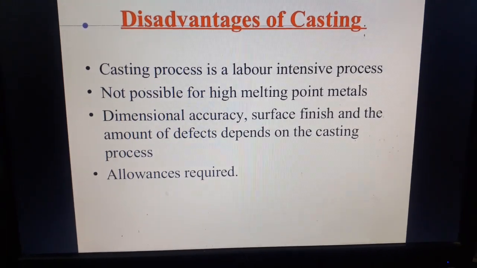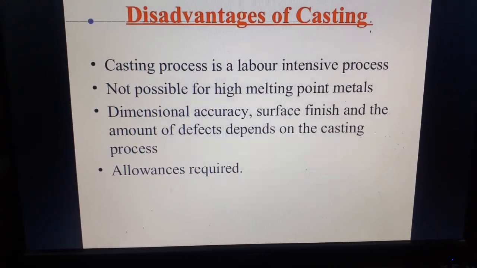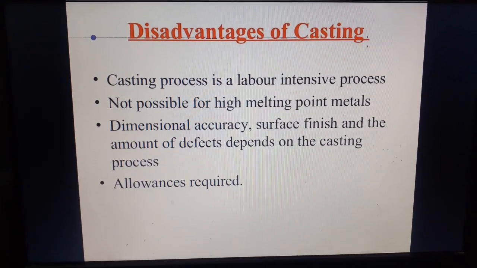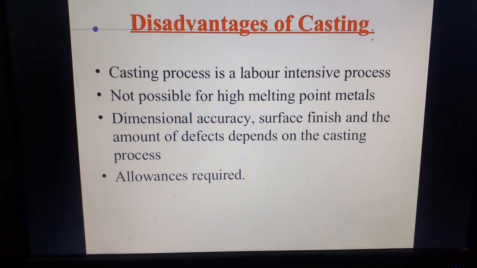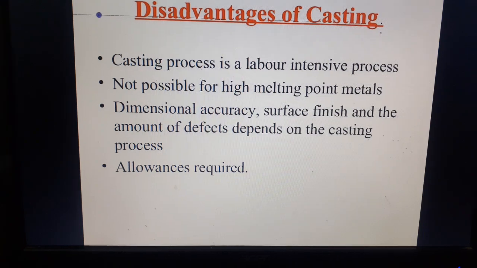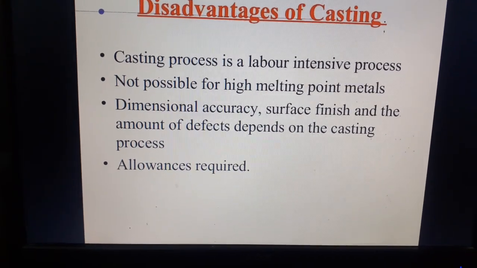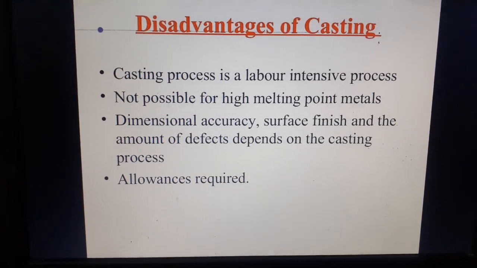Now, what are the disadvantages of casting? Casting is a labor intensive process. We require skilled labor as well as unskilled labor. Not possible for high melting point metals. Dimensional accuracy, surface finish, and amount of defects depend on the casting process. And the last one is allowances are required.